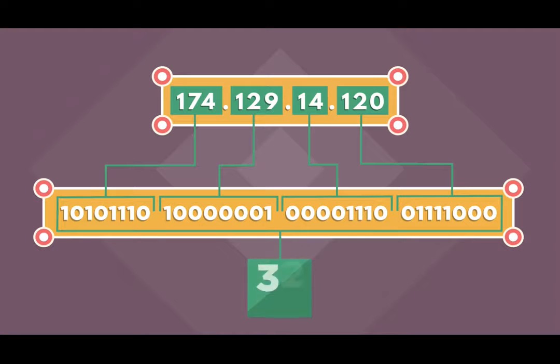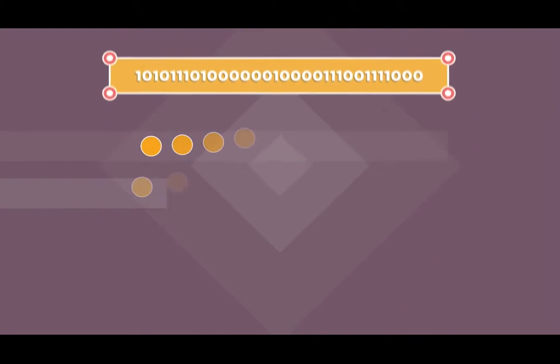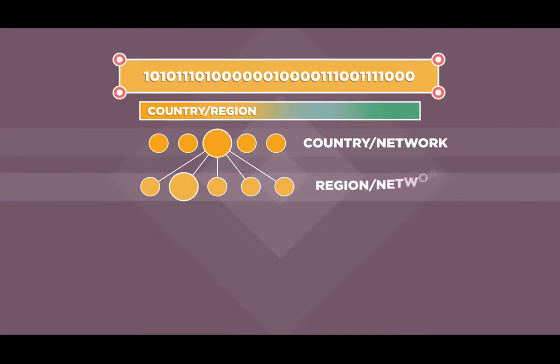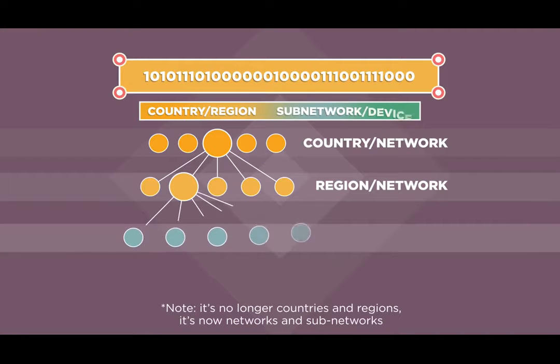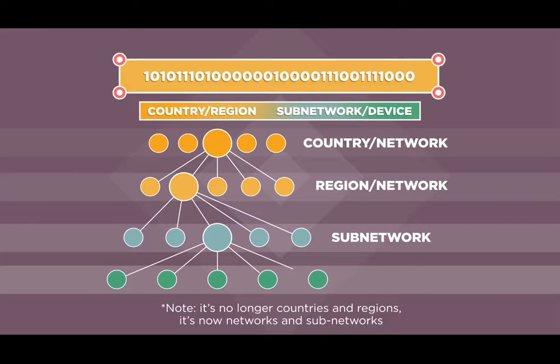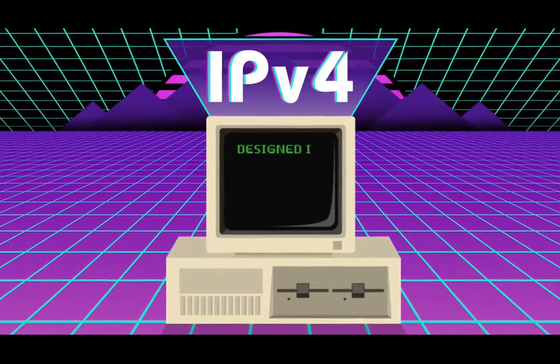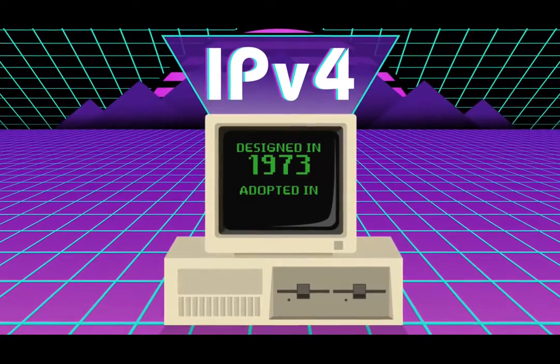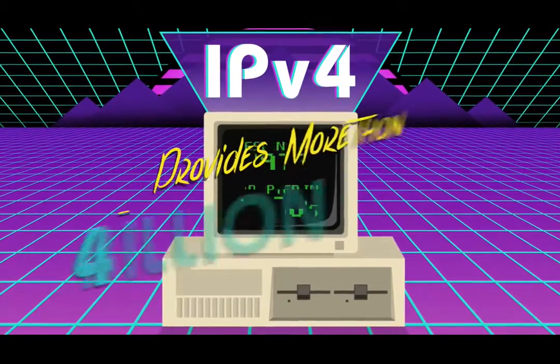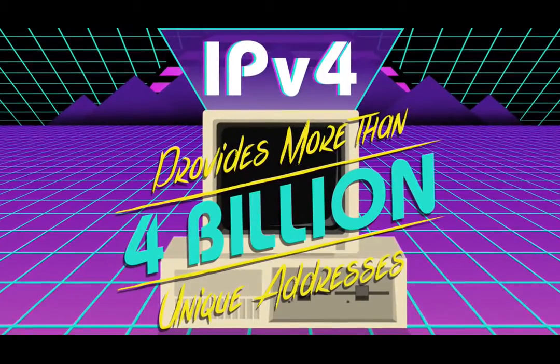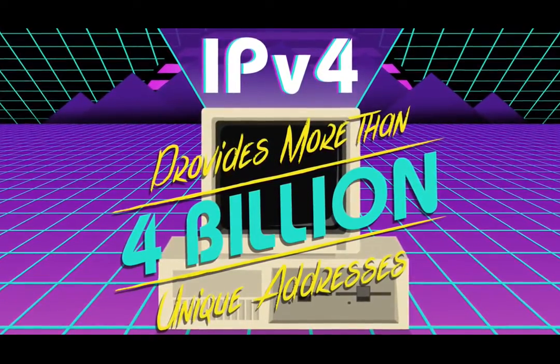Traditional IP addresses are 32 bits long, with 8 bits for each part of the address. The earlier numbers usually identify the country and regional network of the device. Then come the subnetworks, and then finally the address of the specific device. This version of IP addressing is called IPv4. It was designed in 1973 and widely adopted in the early 80s, and provides for more than 4 billion unique addresses for devices connecting to the Internet.